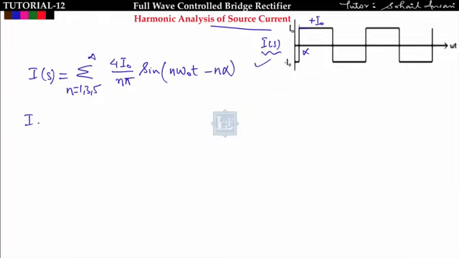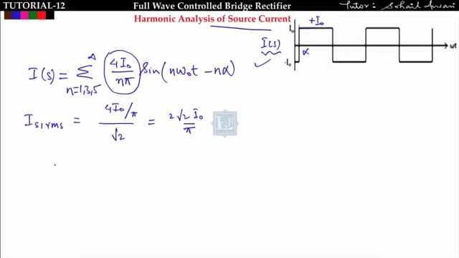Now find the IS1 RMS, meaning the fundamental RMS component of the source current. IS1 RMS is nothing but, put n equal to 1 here. This is the maximum value, and the maximum value divided by root 2 will give the RMS value. So IS1 RMS is equal to 4 I naught upon n pi, n equal to 1, divided by root 2. So this will come out to be 2 root 2 I naught upon pi. This is the IS1 RMS.